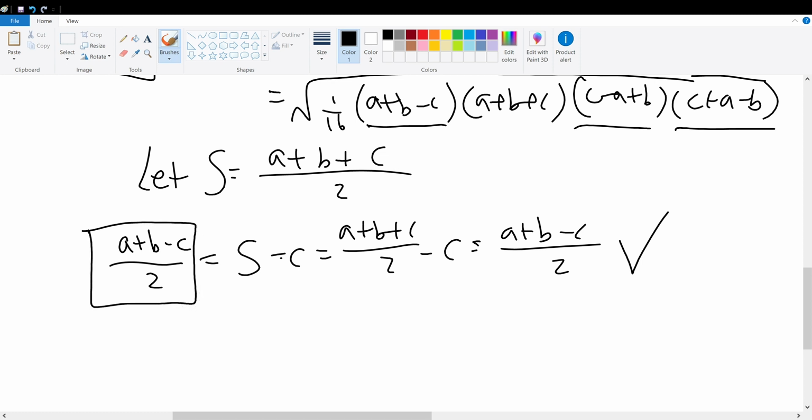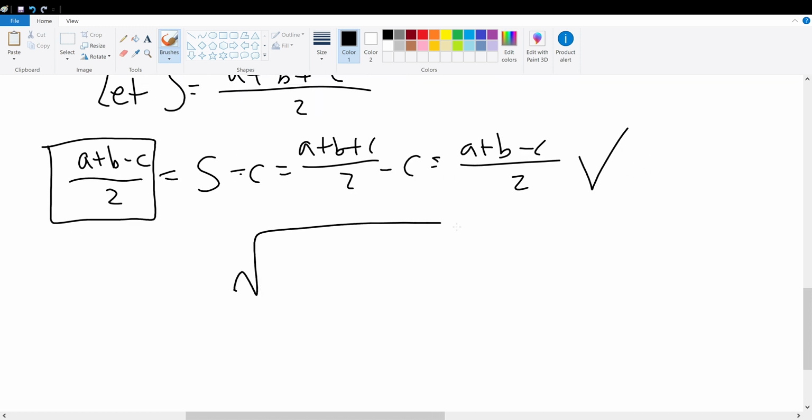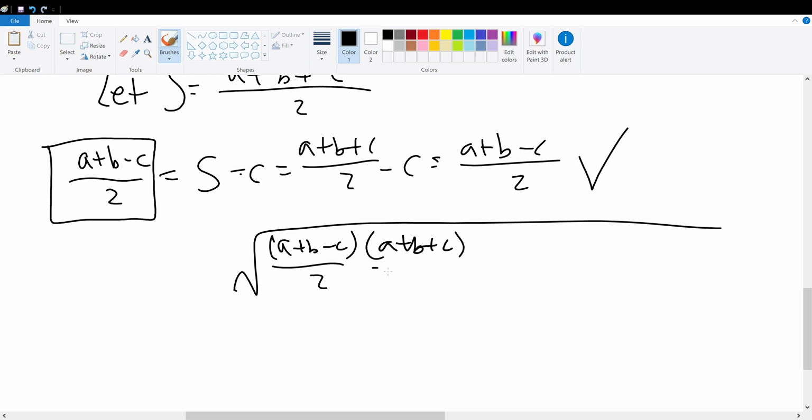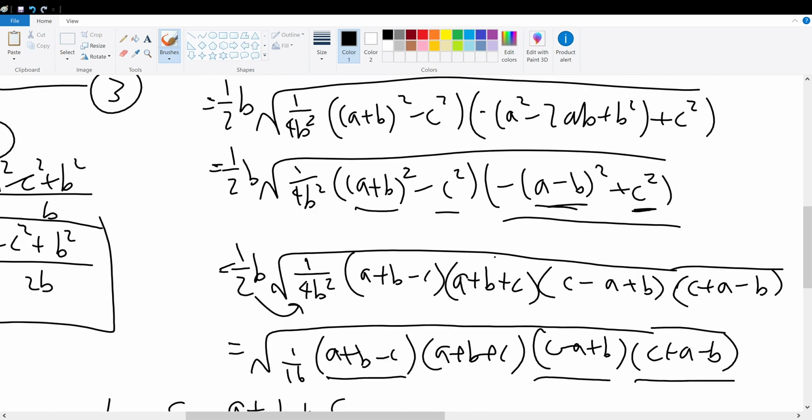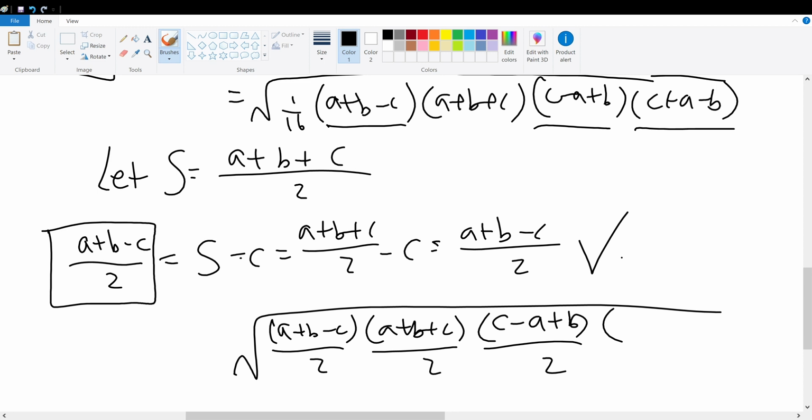Well, we know 1 over 16 is equal to 2 to the 4th power. We can distribute the 2 to the denominator of each term. So a plus b minus c divided by 2 multiplied by a plus b plus c divided by 2 multiplied by our next term, c minus a plus b divided by 2, multiplied by our last term, c plus a minus b divided by 2.